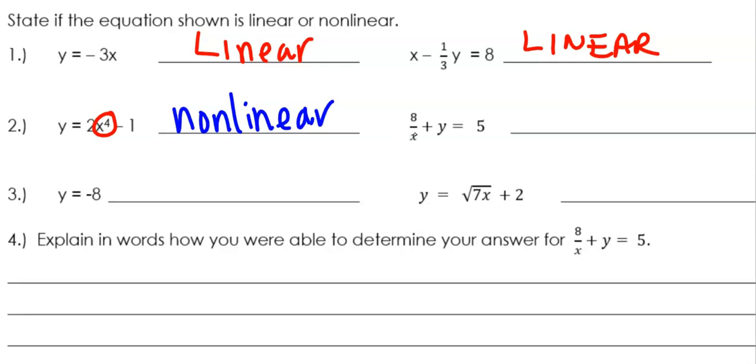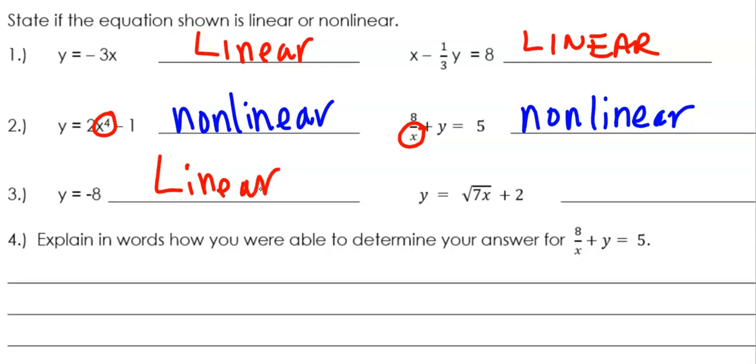For question number 2, when I look at my variables, I notice the x is in the denominator. That means this is nonlinear. It broke a rule. Question number 3 doesn't have any exponents, doesn't have any variables in the denominator, doesn't have any products of variables, and doesn't have any special roots or absolute value signs. That means this is linear. It looks like the next question breaks a rule. That means it's nonlinear.